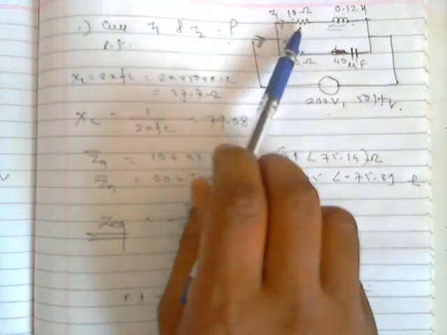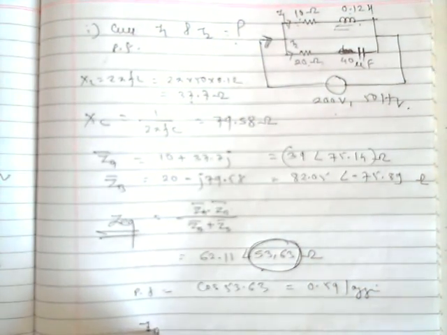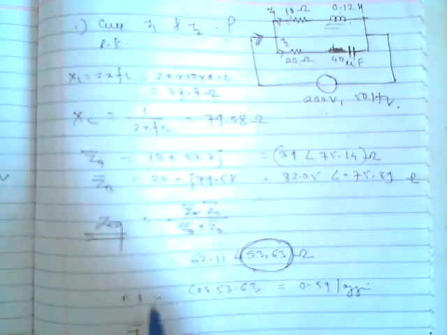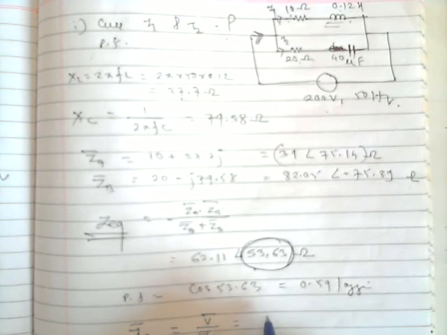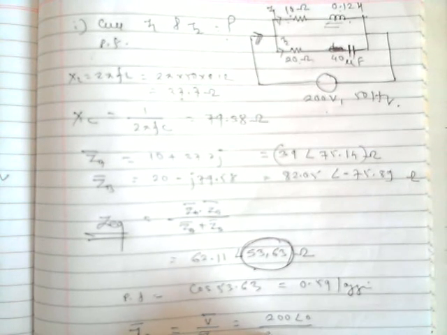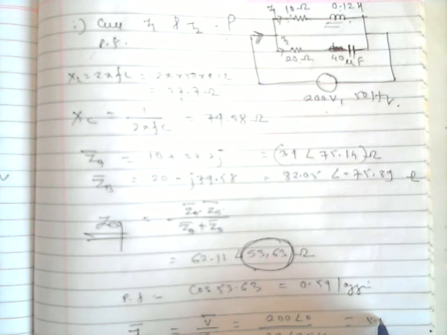Remaining, regarding the branch current, it is very easy. I can say I A bar, or I1 bar, is nothing but V bar by ZA bar. The V bar voltage will be the same across both circuits. So 200 at an angle 0 divided by ZA, which is 39 at an angle 75.14. So it comes to 5.13 at an angle minus 70.14.